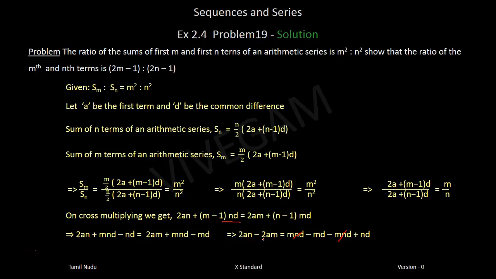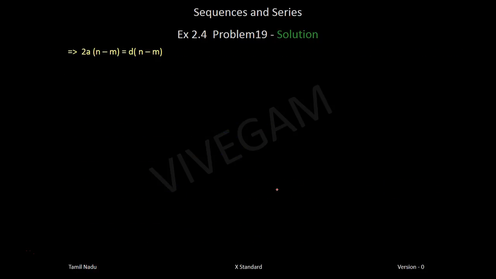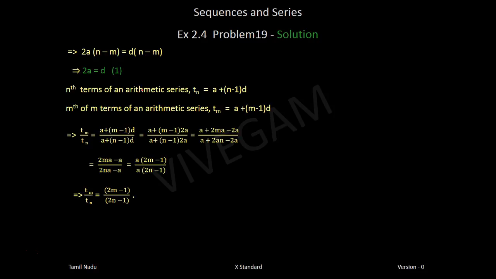So you can take 2a commonly out, so this will become (n minus m). Similarly, if you take d commonly out, you'll get (n minus m), and then that (n minus m) will get cancelled. That's what you are doing. Take 2a commonly out, you'll get this (n minus m) common, and when you cancel it, you'll get 2a equal to d. Right? Thereafter, what do we do? So the first part is over. We used the equation Sm is to Sn equal to m square by n square, and we got this result, that 2a equal to d.